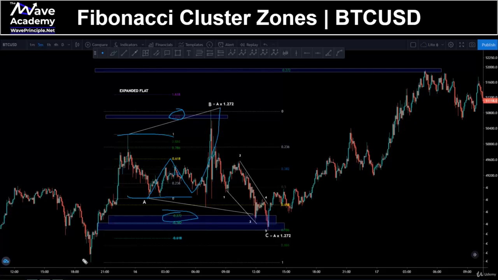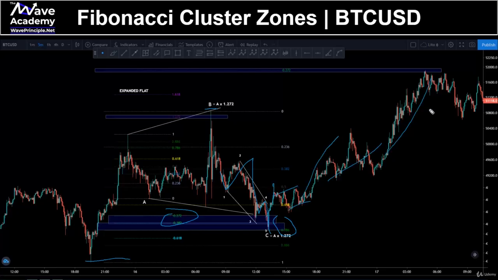And I also trace here my Fibonacci from the top to the bottom. And I also trace my Fibonacci from bottom to the top. And I can see the 786 matching this Fibonacci cluster, and that's why the price did an ending diagonal. After that, it did a rise, a running flat, and made a new height.